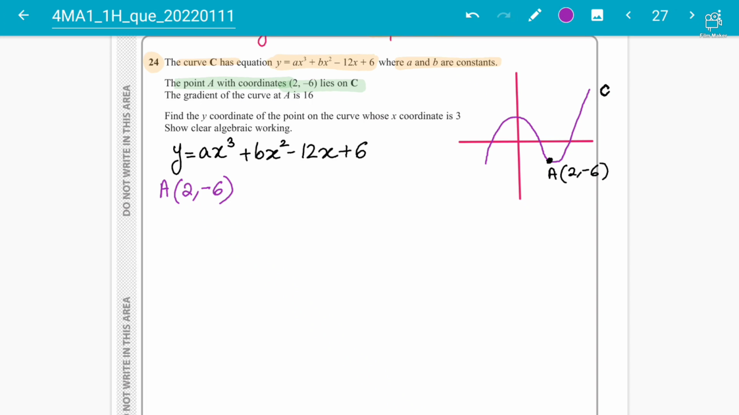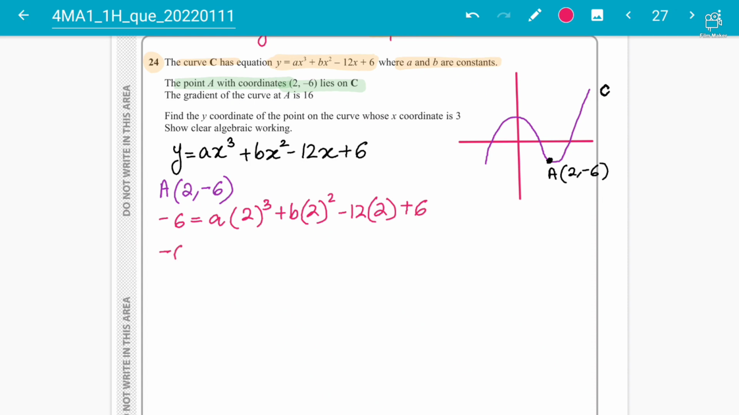Okay, students, so here we go. It will be y equals minus 6, so minus 6 equals a times x value 2 whole cubed, plus b times 2 whole squared, minus 12 times 2 plus 6.